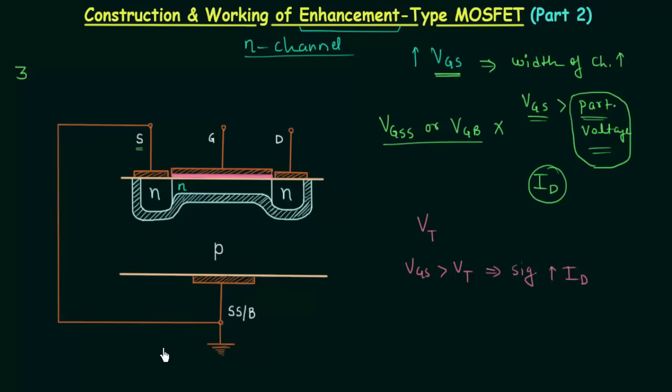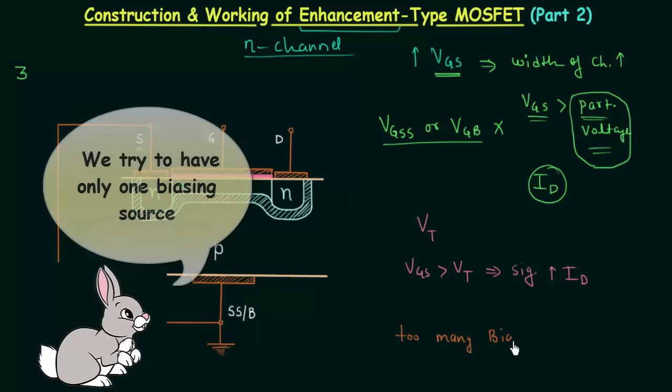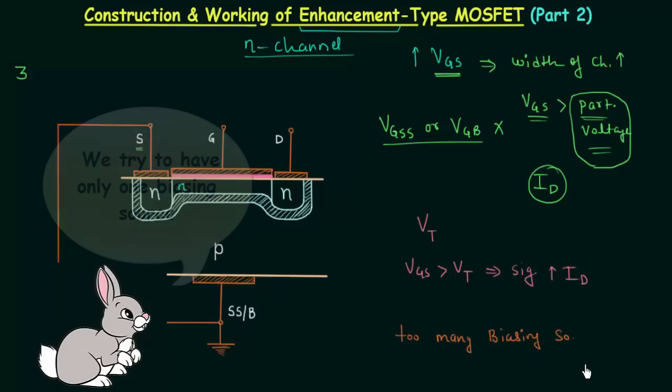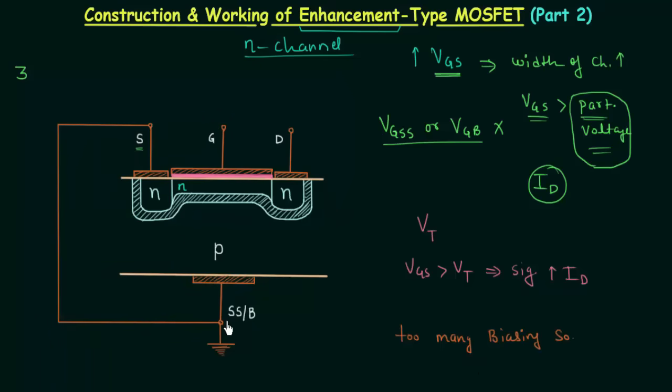Now what is the reason because of which we are connecting source and substrate together? We do not want too many biasing sources. I will write this down. We do not want too many biasing sources. This is the reason we are connecting source and substrate.